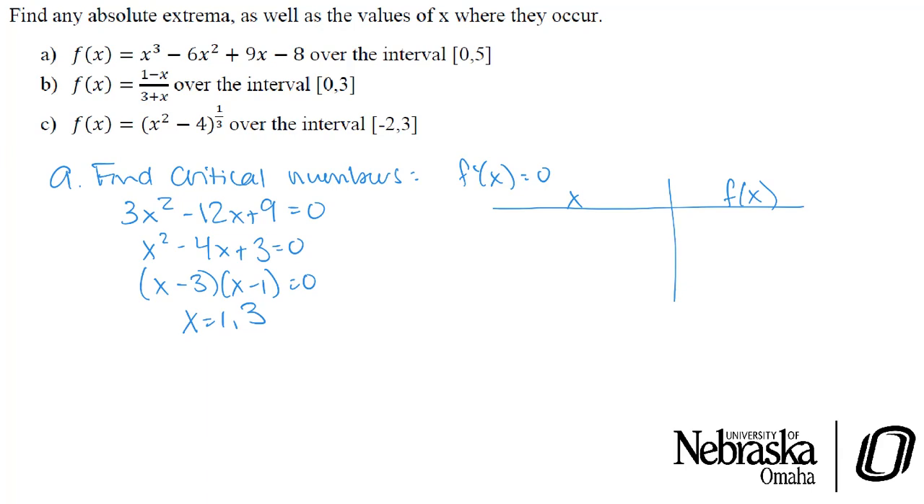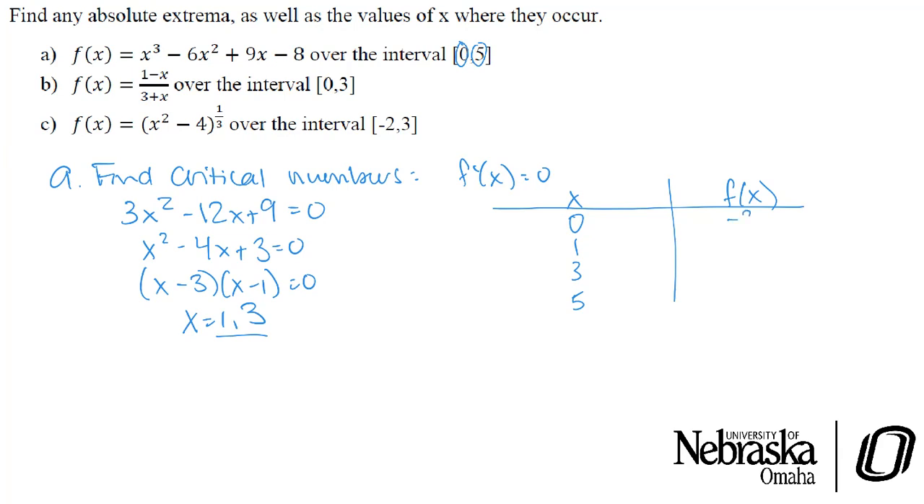Now the other thing we want to know is that we found two critical numbers, 1 and 3, but we also need to check the endpoints given. So we're going to check 0, our critical numbers, and then the max x value, 5. We're going to plug each of these into our function.